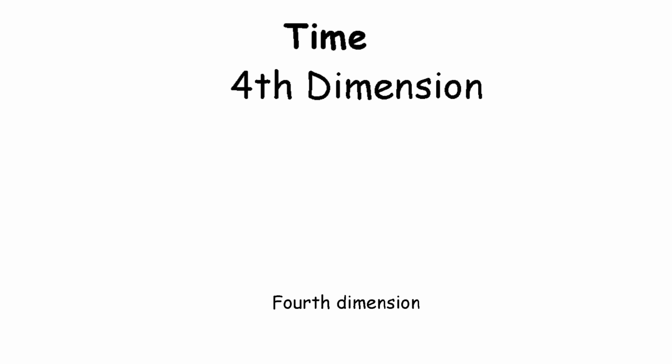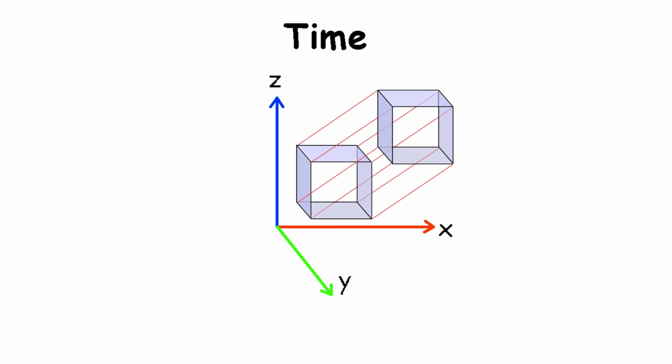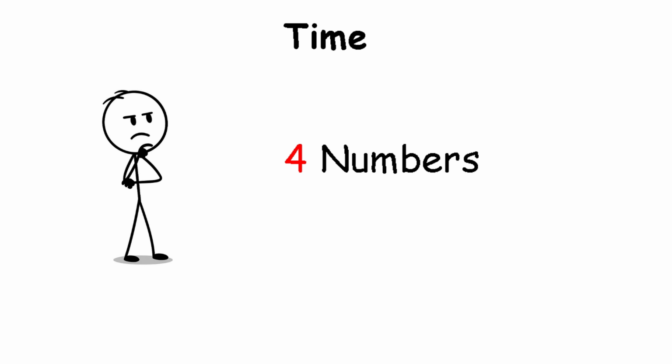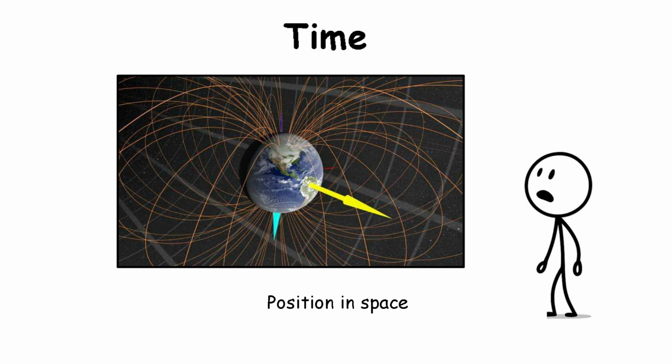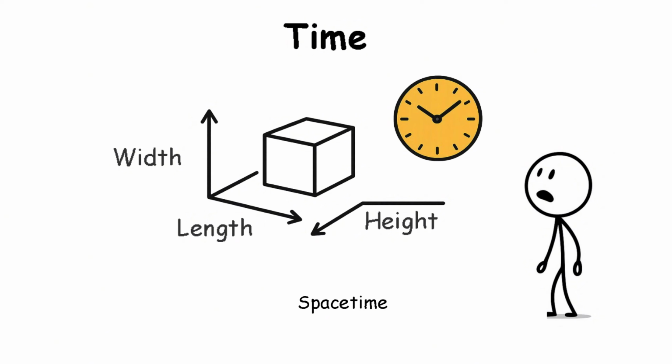Time. The 4th dimension is time. While we freely move through the 3 spatial dimensions, time flows in only one direction for us, forward. To fully describe an event, you need 4 numbers, its position in space plus the moment in time. Physics treats space and time together as spacetime.